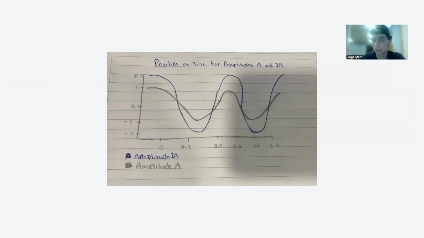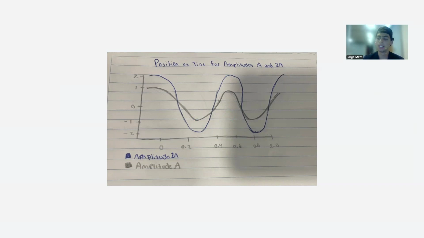We have two different lines, one with blue ink and the second one with pencil. The one that represents the amplitude A is the one with pencil, and the other one with the amplitude 2a is with pen. We can see that both oscillate with the same period, confirming that the period depends only on the mass and the spring constant, not the amplitude.